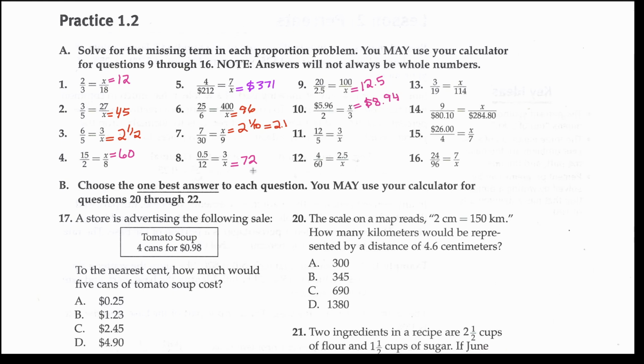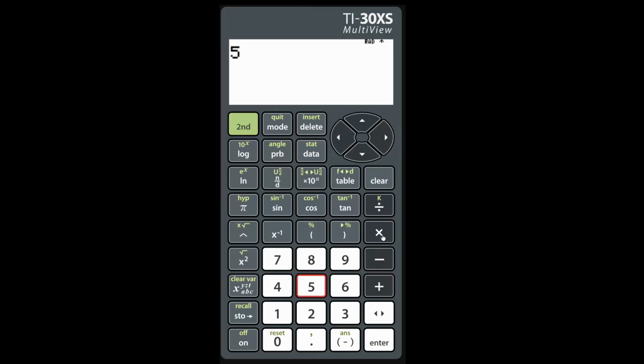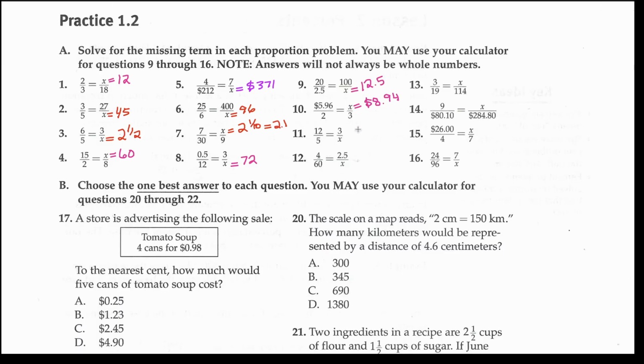Number 11. It does not show a money sign, so let's work that out. 5 times 3. 5 times 3 equals 15. Divided by 12. Enter. I got a 1.25. So put x equals 1.25.